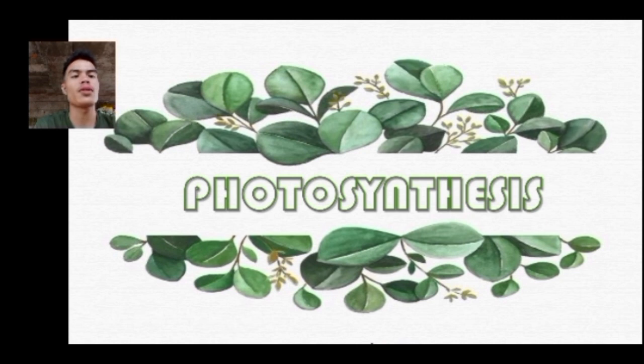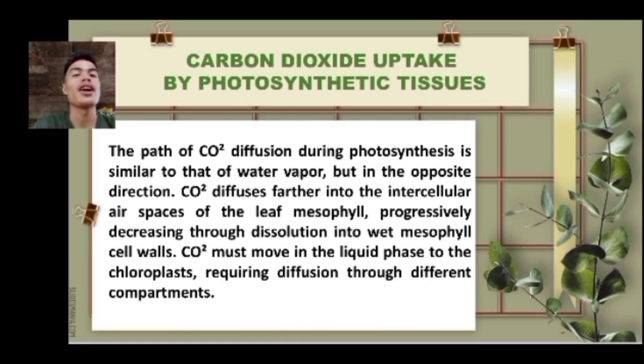It's all about photosynthesis. As we already know, photo means light, and synthesis means to make. In short, photosynthesis is a process that uses light to make food. Next, carbon dioxide uptake by photosynthetic tissues means that photosynthetic tissues, such as the chloroplast in plant cells, take up carbon dioxide or CO2 during the process of photosynthesis.